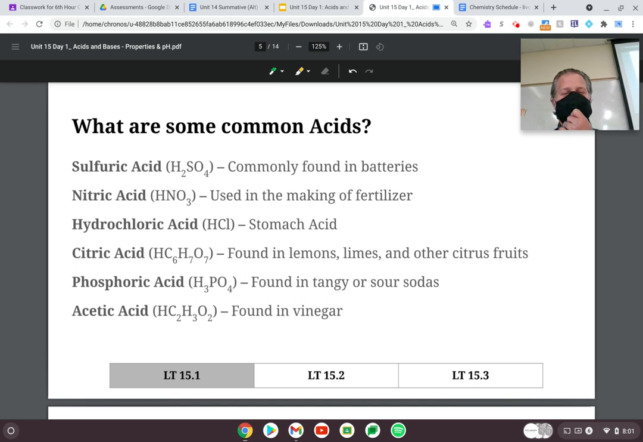All right, nitric acid is used in the making of fertilizer. It's also a pretty caustic acid, so we don't use it very often. Hydrochloric acid is commonly found in stomach acid.